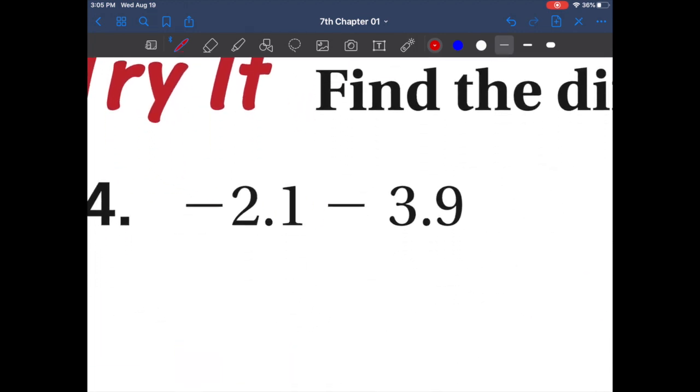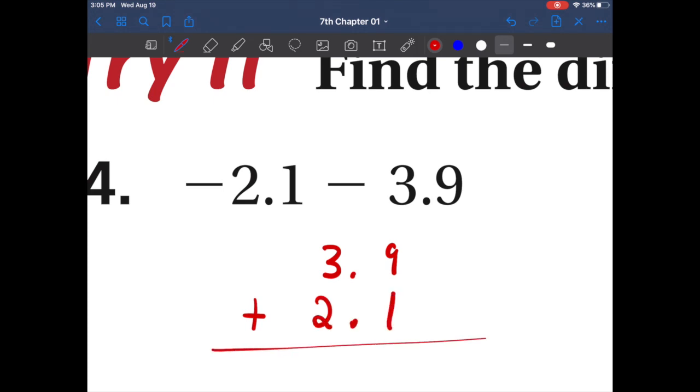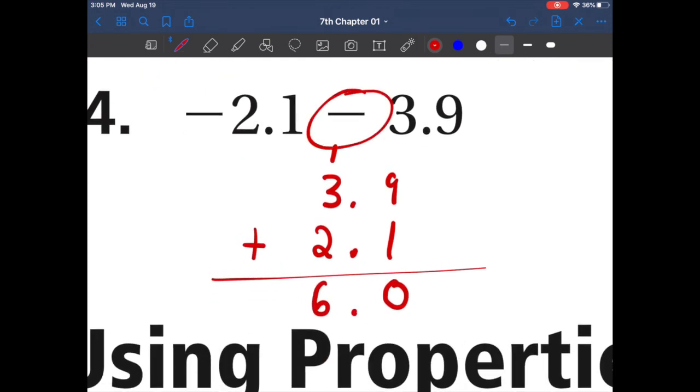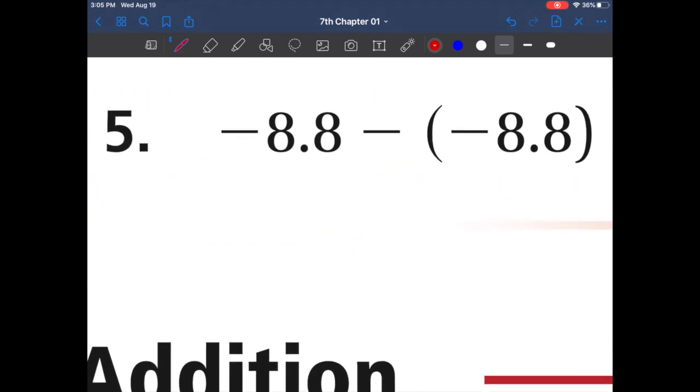Okay, let's do another example right here. Let's see, same sign or different sign? It looks like they are the same sign. So if they are the same sign, we have to add. All right, so let's do that. We have 3.9 plus, remember to line up your decimals, 2.1. Let's add. 9 plus 1 gives us 10. Carry the 1. 3 plus 1 is 4. 4 plus 2 gives us 6. Remember to drop your decimal. Both of these are negative, so that's going to give us a negative 6.0. Do we need to have that 0.0? No, we can just have negative 6. So the answer is negative 6.